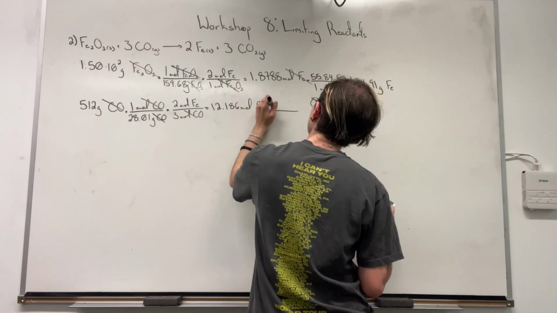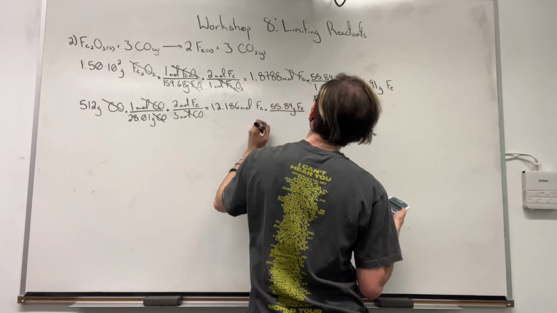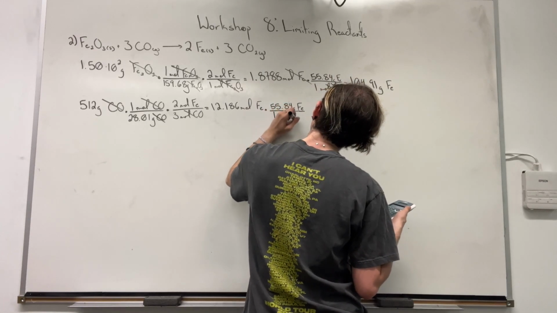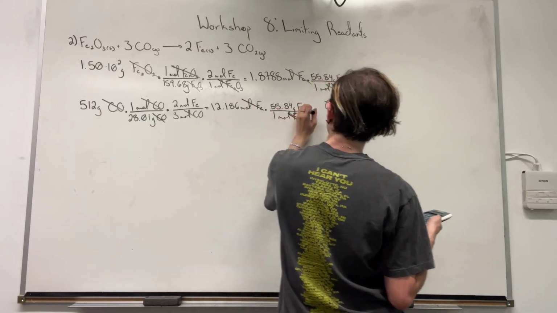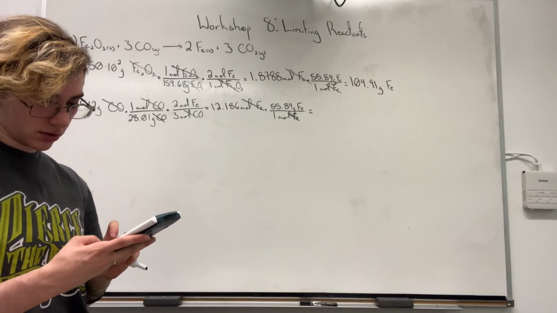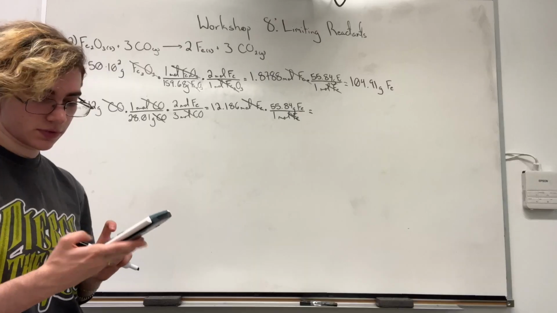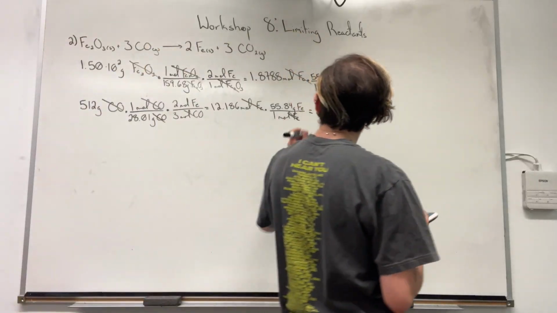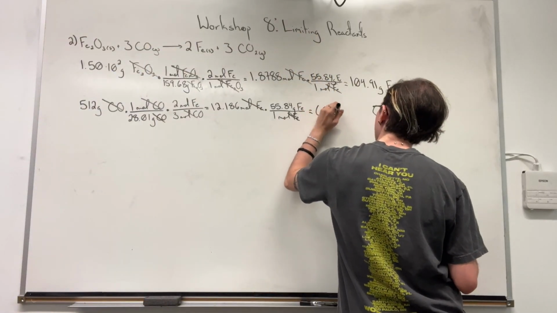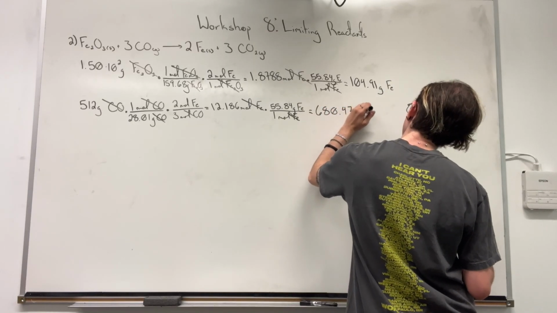Converting that to mass, times 12.186 times 55.84. This much carbon monoxide produces 680.47 grams of iron.